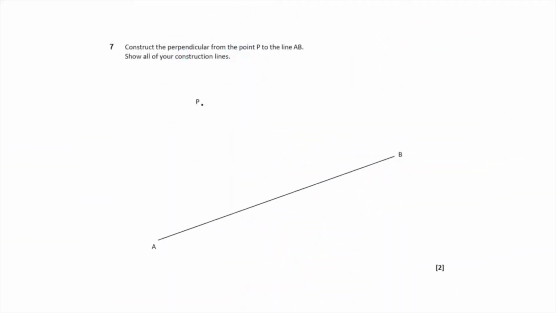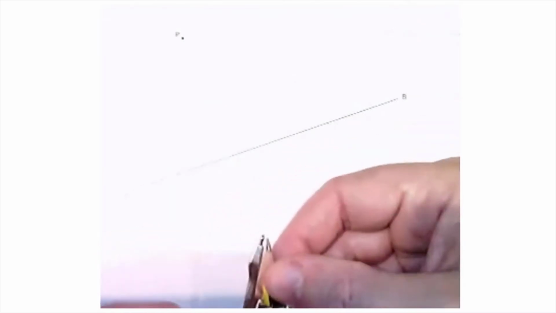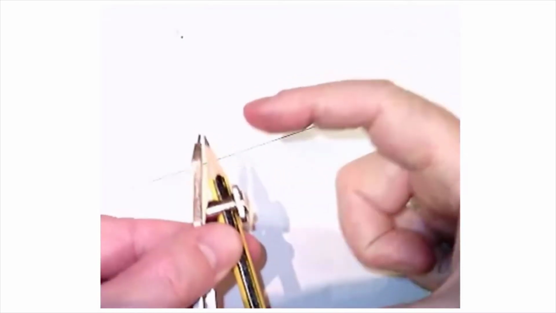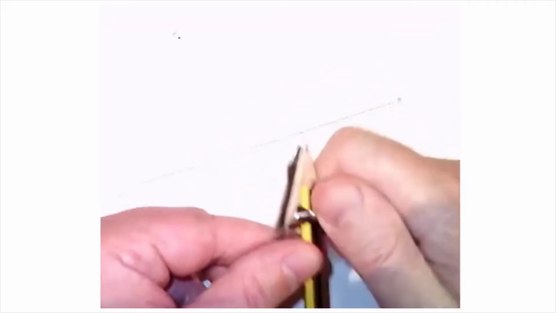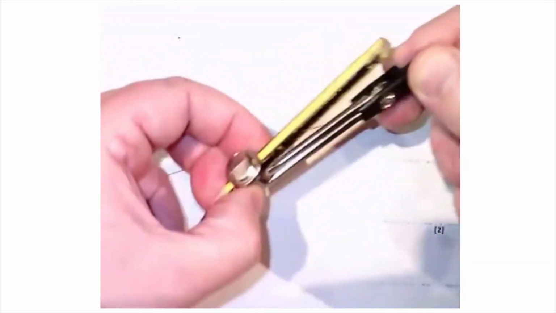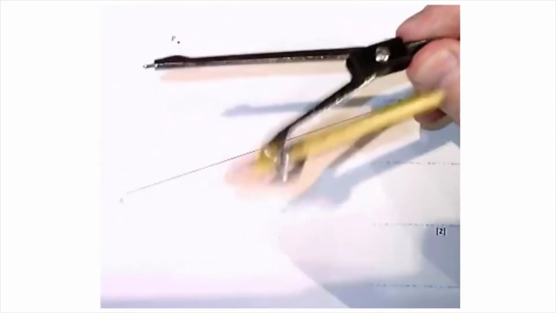Question 7. Construct the perpendicular from the point P to the line AB. Show all of your construction lines. Okay, well, the first thing you need is a compass and a nice sharp pencil. Now your pencil should be small, so it doesn't get in the way of your hands when you're twirling your compass around. Okay, so if you've got an old pencil, it's a good idea just to keep it in your kit so that you can do this. You shouldn't bump into your hand as you do a full turn like that.